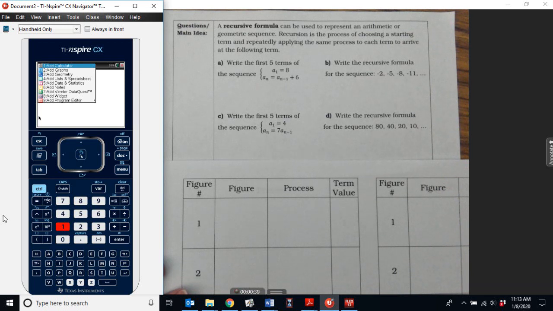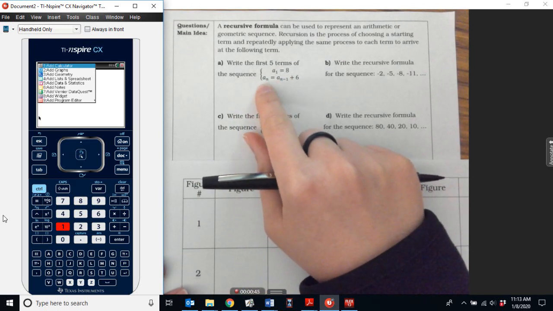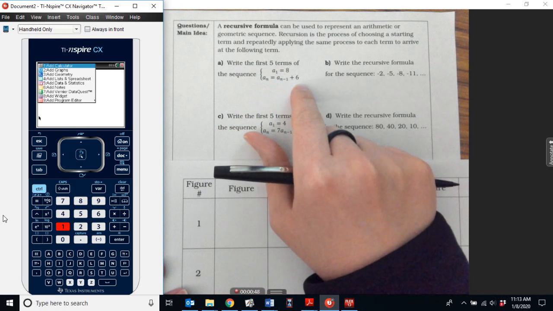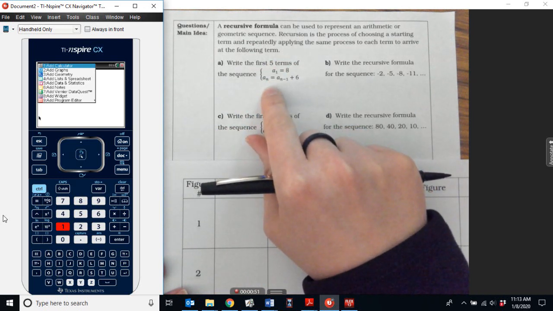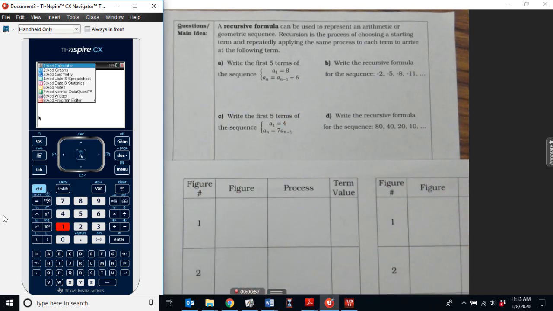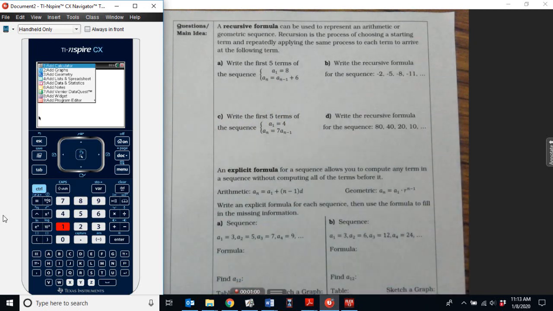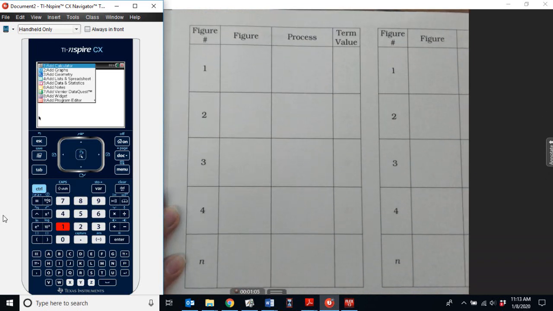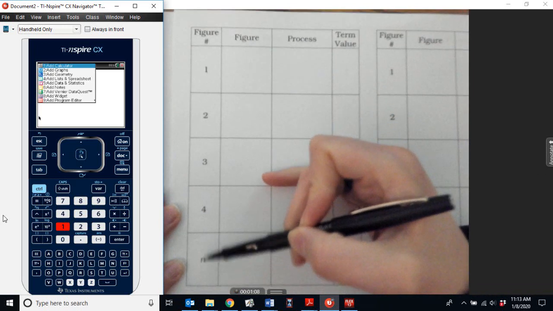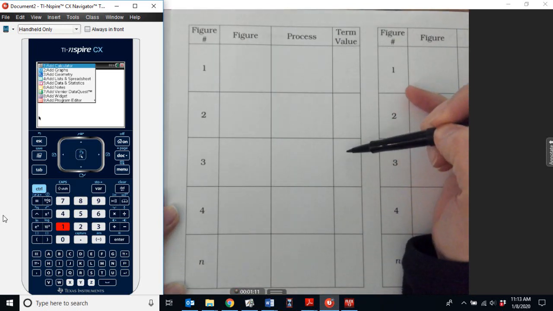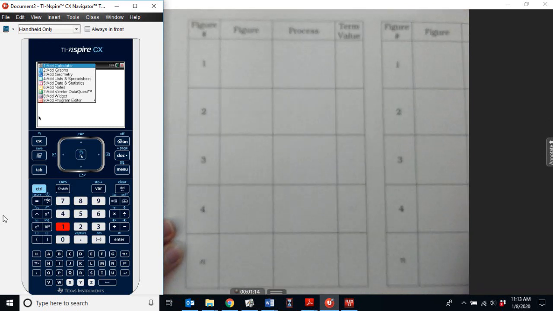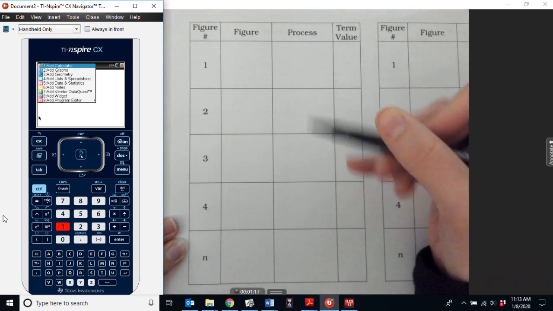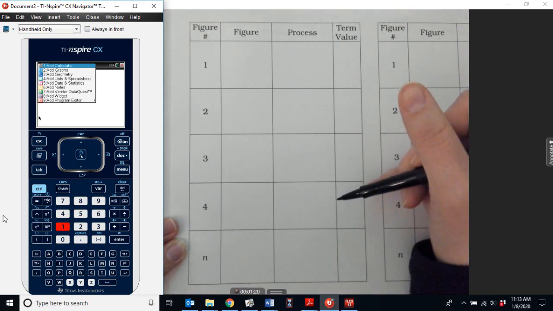Now it says for letter A, write the first 5 terms of the sequence. A of 1 is 8, and then A of n is A of n minus 1 plus 6. And so this notation looks a little funny, at least it looked funny to me, and so I want to try to explain it. So grab the extra paper that you were given and just find one of the sides that says figure number and then the process and the term value. And what we're going to do is create a pattern and show how we're getting it and tie in the notation.